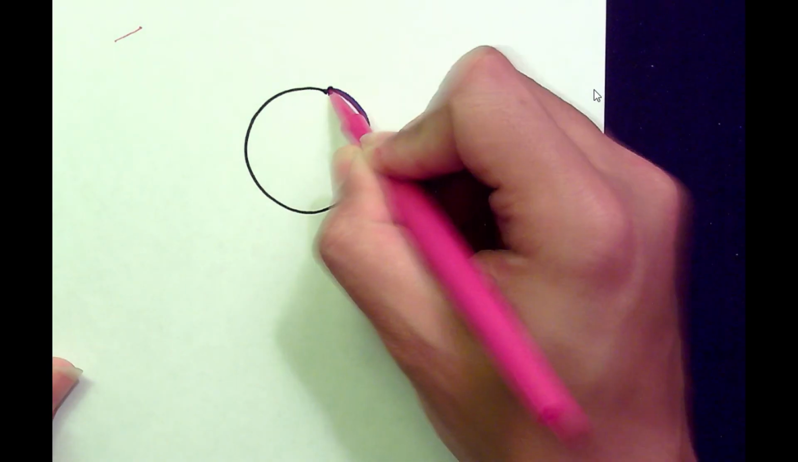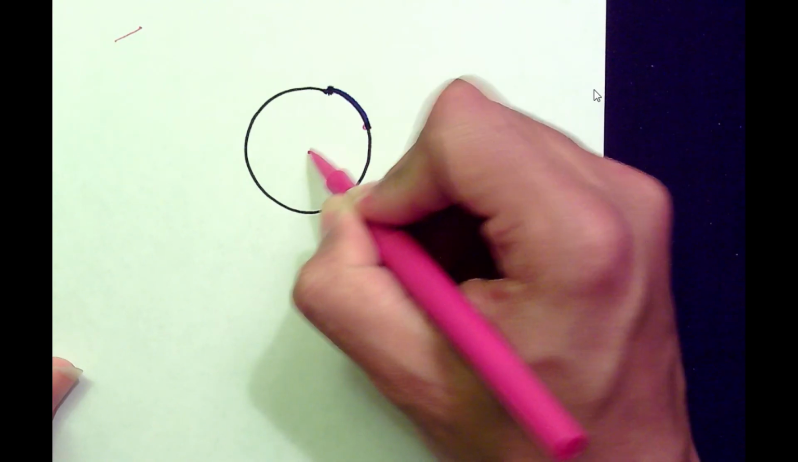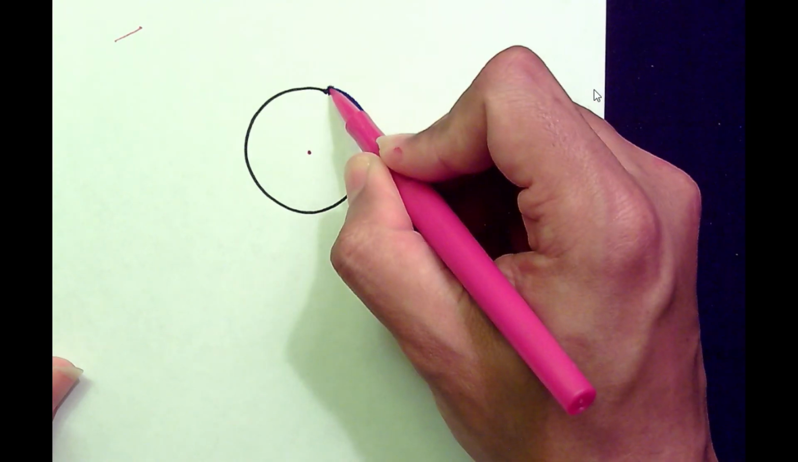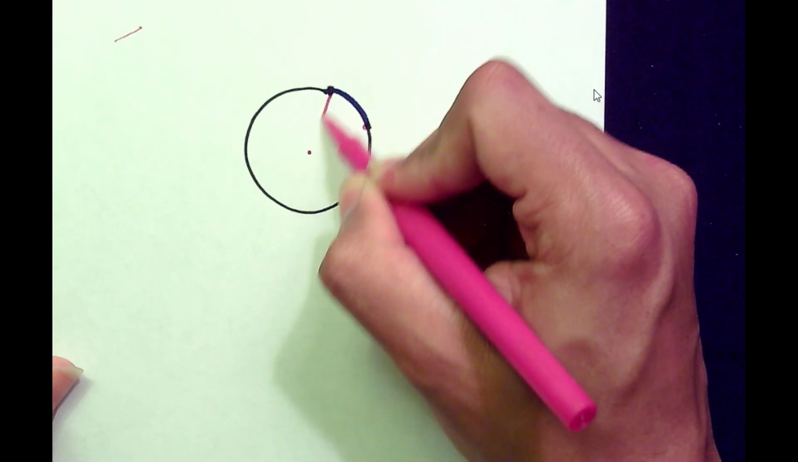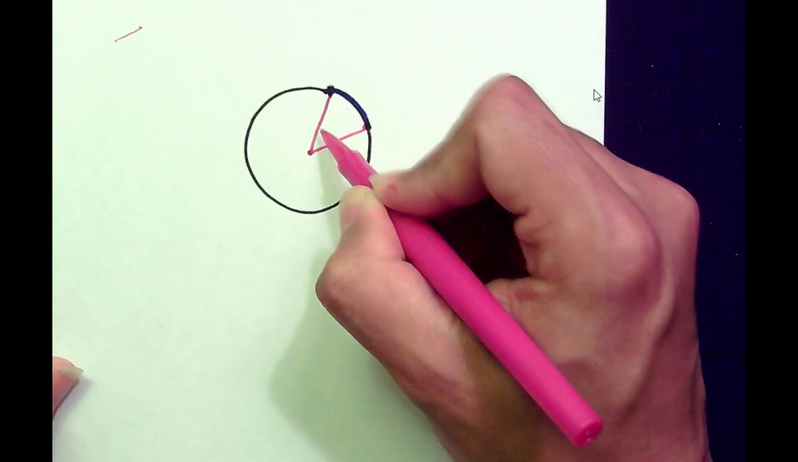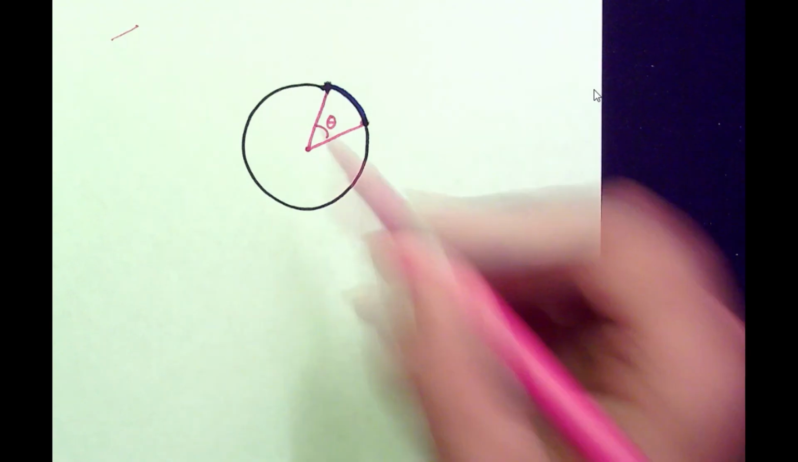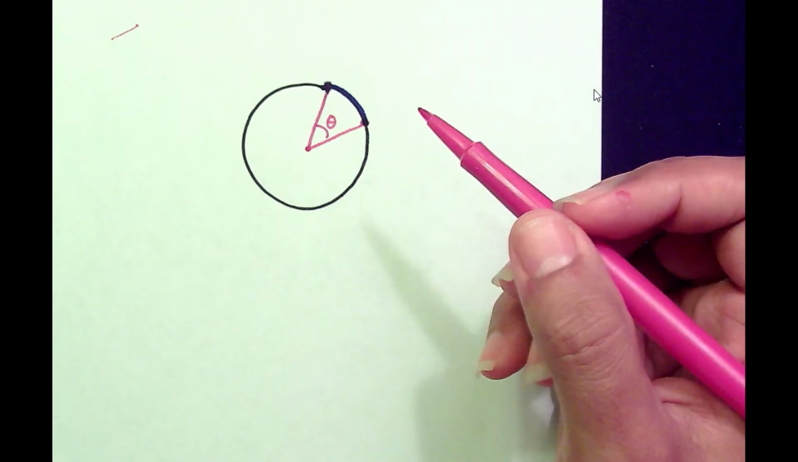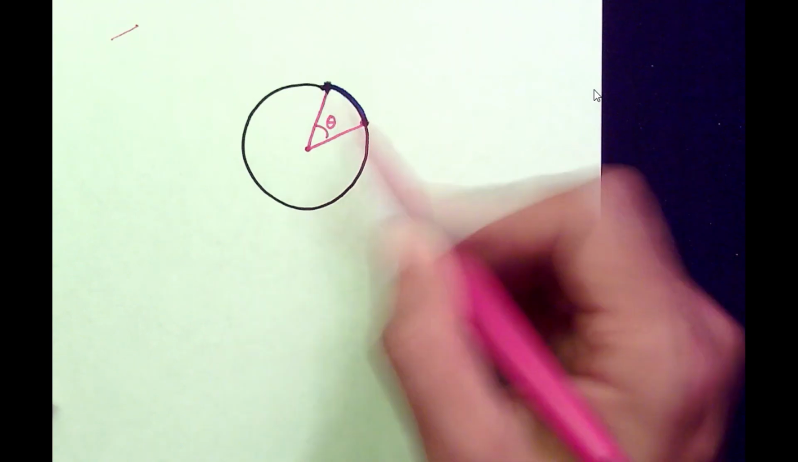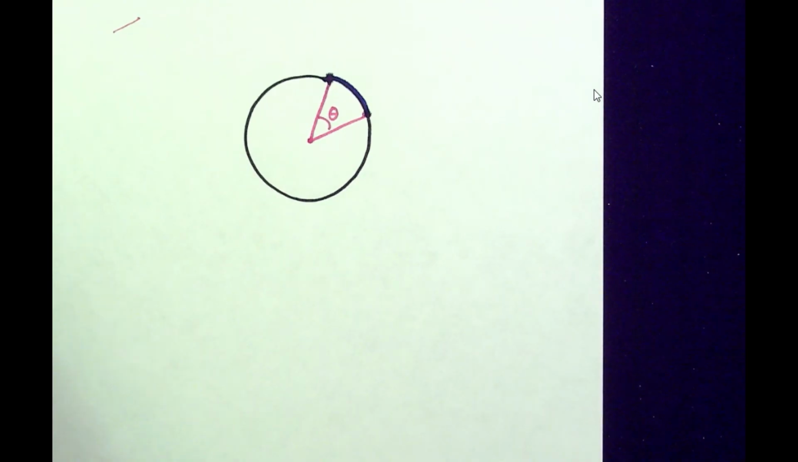This is the beginning and this is the end, and we're going to consider the center of the circle, and connect the endpoints of the arc to the center of the circle. That's going to form an angle, and that's called a central angle, central because the vertex is at the center. To find the length of this arc, we're going to use the measure of that angle. And there are only two steps in order to do this.